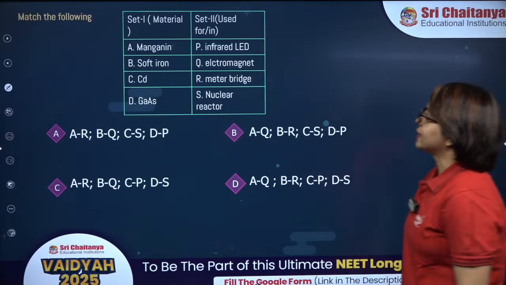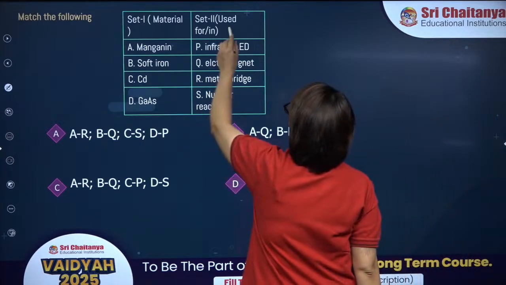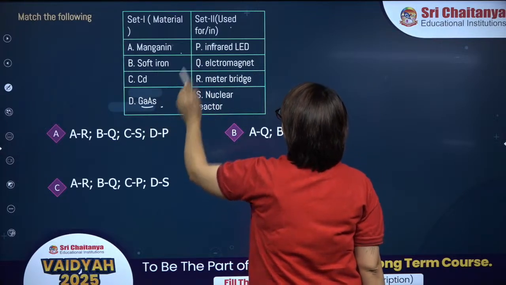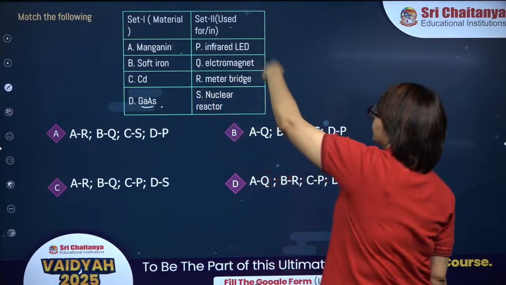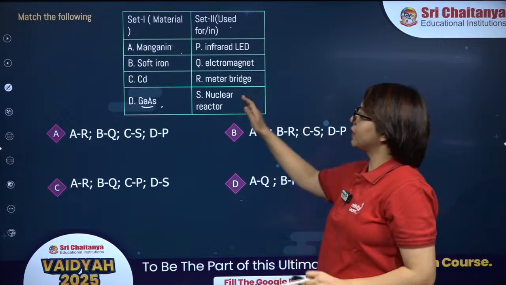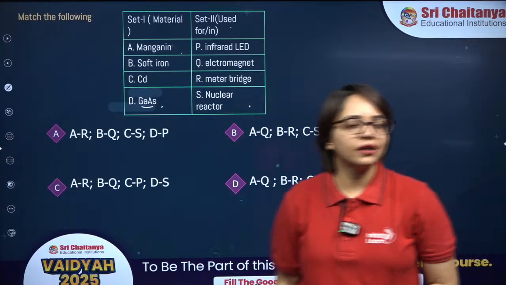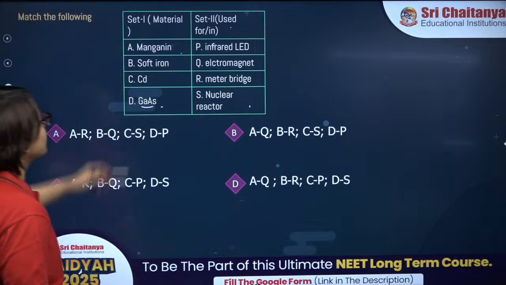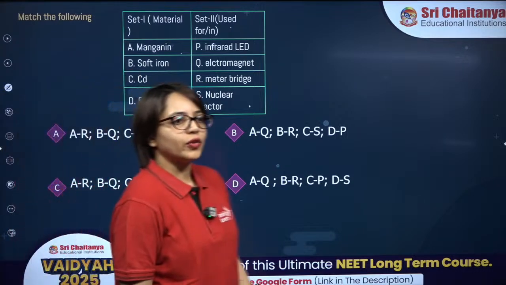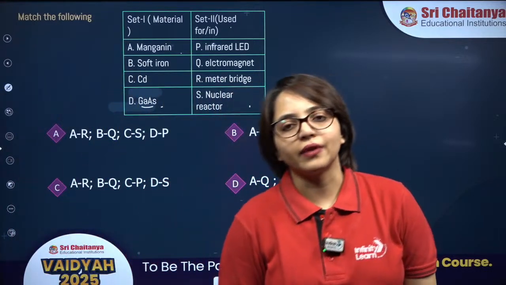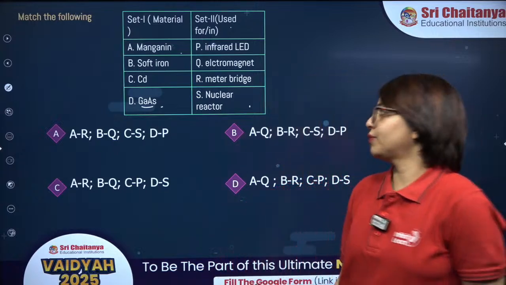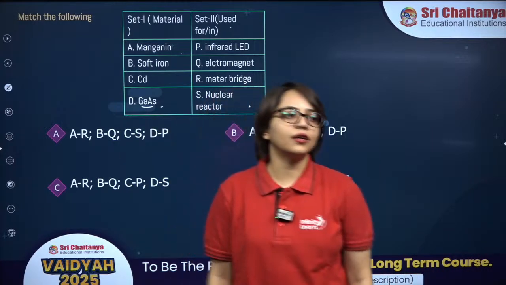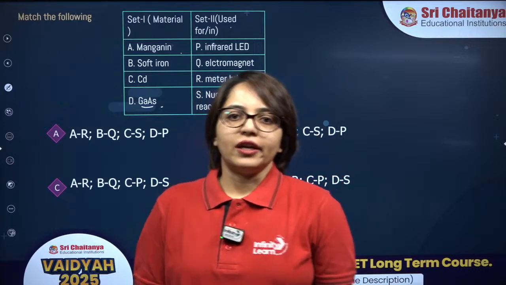Match the following. Set 1 you have to match with set 2. Manganin, soft iron, cadmium, GaAs. These are used in what devices over here? Try to match everyone. Now these types of questions are directly from NCERT. That is why we say that NCERT is very important for the NEET exam. If you get these types of questions, that means this information has been taken from NCERT only. Chaliye.